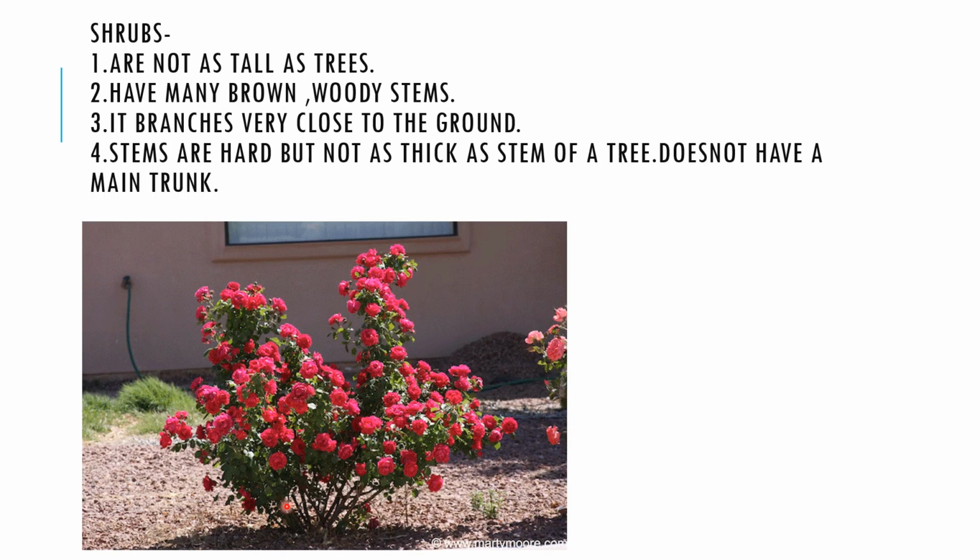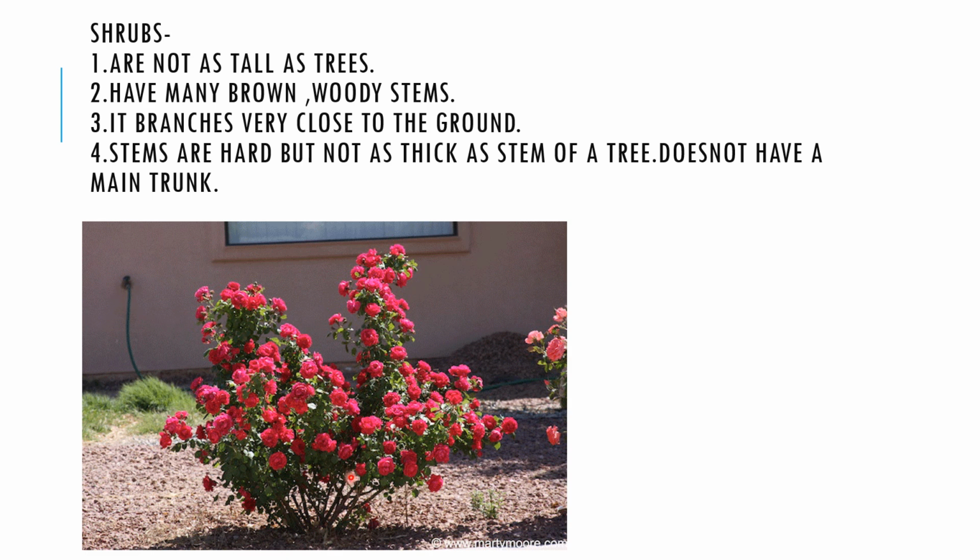Next are the shrubs. This is a rose plant. What can you say about the shrub from the picture? They are not as tall as trees. Second, as you can see, there are many brown woody stems. It is not a single stem, and the main trunk is not there. It has many brown and woody stems.